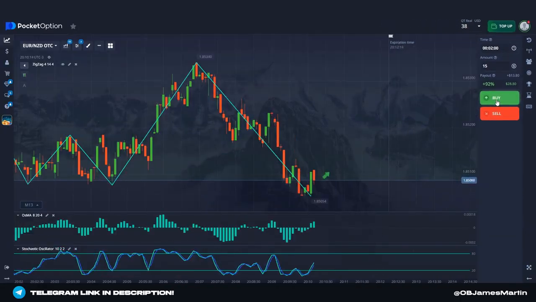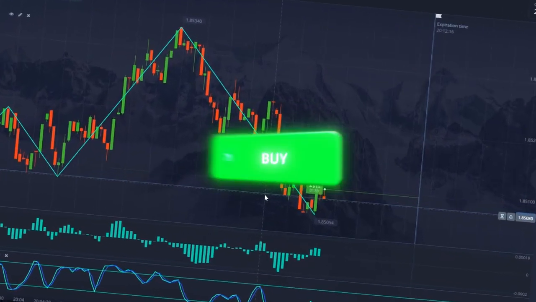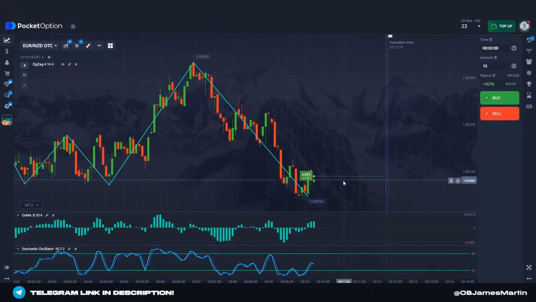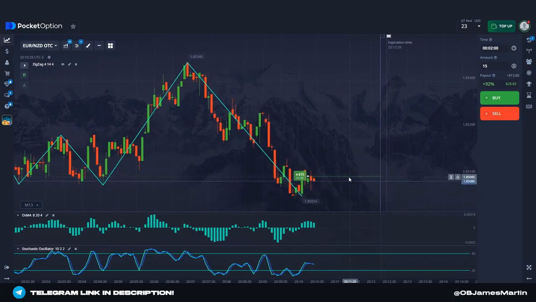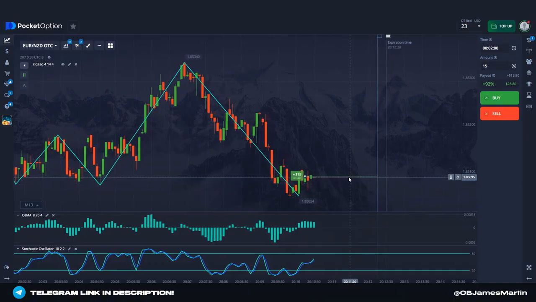Alright guys, my prediction here is the price will rise. And I press the green button, the buy button right now. If the price goes up in 2 minutes, then I will get my first profits. Now I'm going to show how an analyst uses this method using this trading strategy.